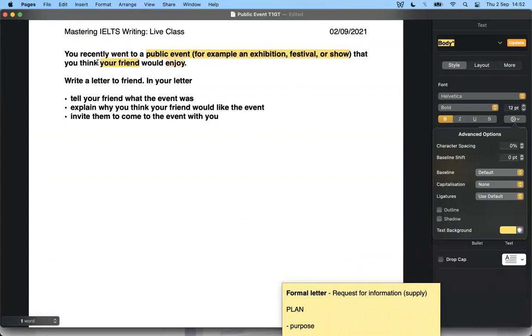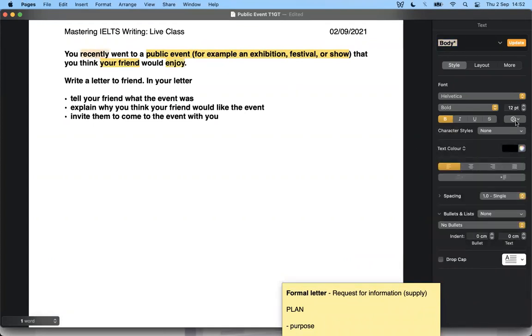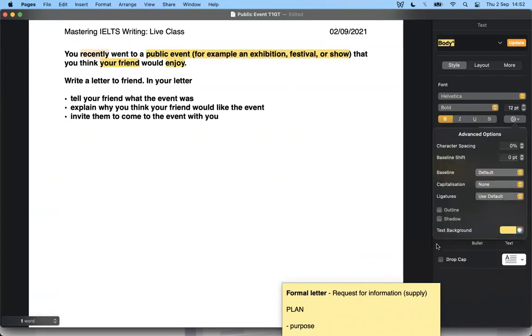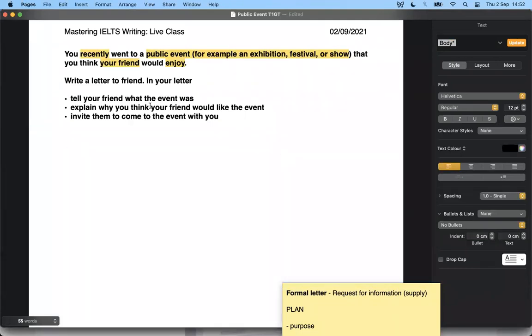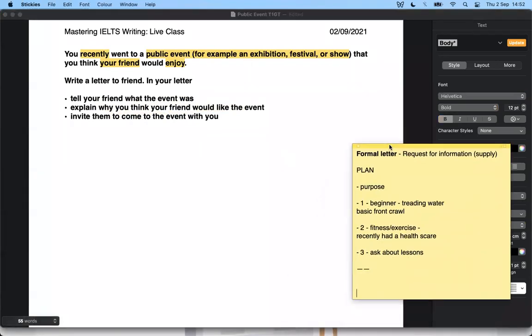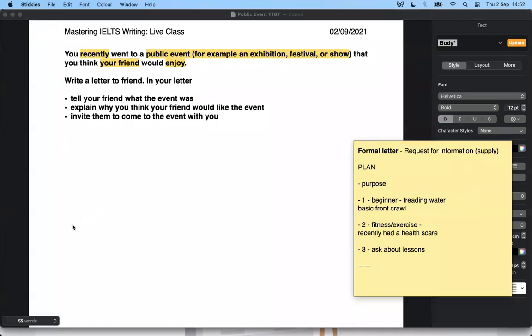Your friend, this gives away what kind of letter we should be writing. Would enjoy, absolutely. Yes, the recently, I'm glad somebody pointed out the recently. It's important that we make reference to this in the letter. And then, you know, what the event was, why they would like the event, invite them to come to the event with you. We'll leave that all there.